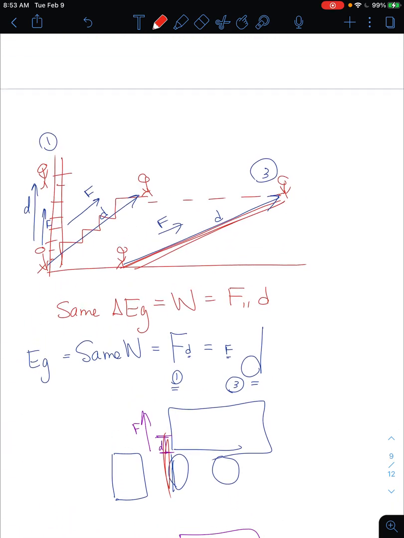And so that is an everyday application of why you use ramps, and why climbing up the stairs takes a little bit more force than it does to go up a ramp. And so this idea that the energy gain is the same, but you can kind of spend that energy through your force and your distance kind of opposing each other that way.